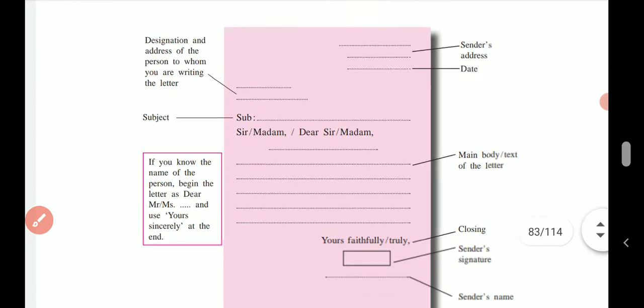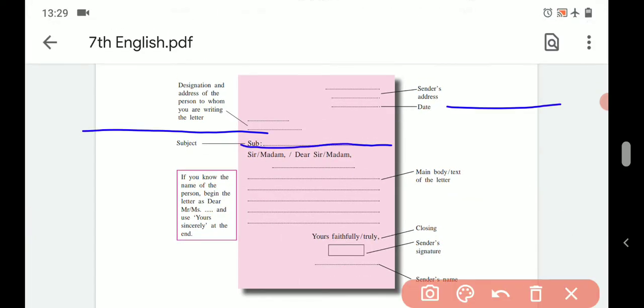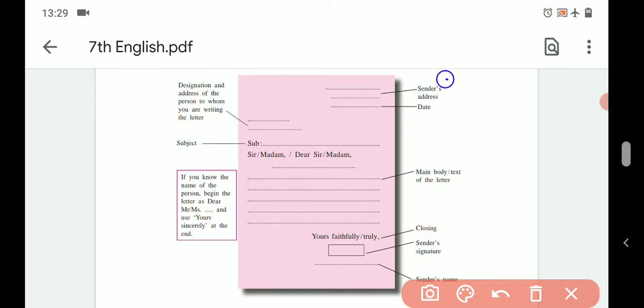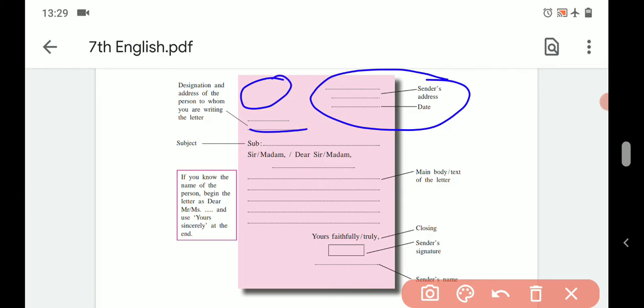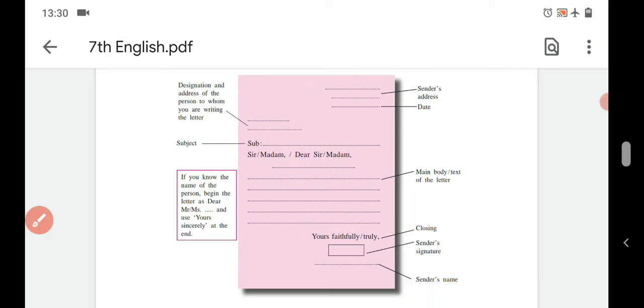Already we have gone through the previous example. Here in this format, whatever is given on the right hand side, we have to shift to the left. It is the sender's address and date. Then below it, the designation and address of the person to whom you are writing the letter, that is the recipient. Next is the subject, which is written here. Then the salutation: sir, madam, dear sir or madam. Then the main body. Here, along with the reason, necessary explanation can be given, and yours faithfully or truly will again be shifted to the left. So in this way you have to use the format.